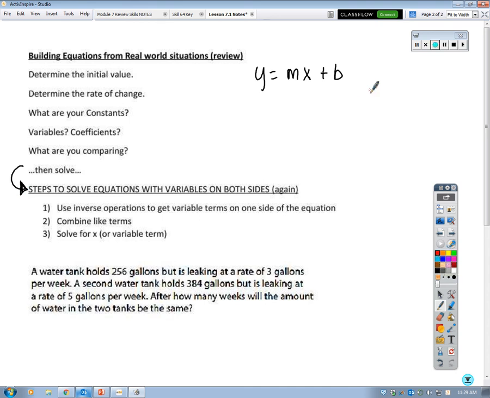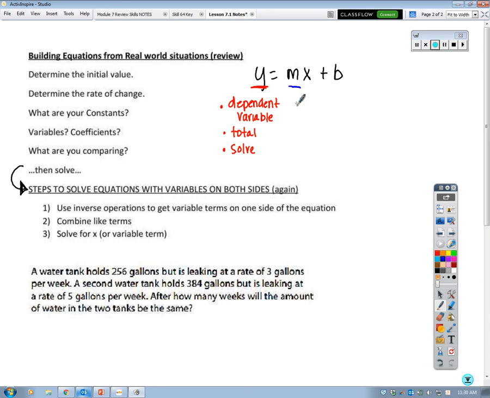Our slope-intercept form here, our linear equation, y represents our dependent variable. In real-world situations, this is our total, right? This is what we're trying to solve for. So that's what we're going to be looking for, that answer there, because that answer depends on what happens here.